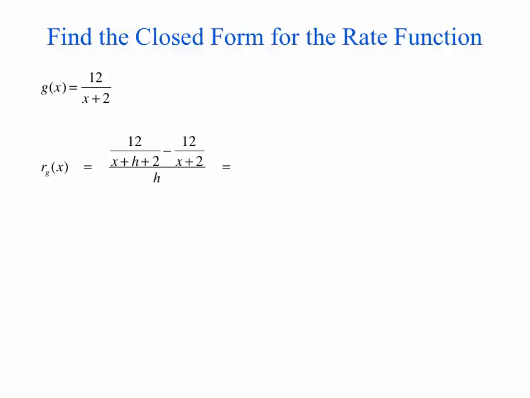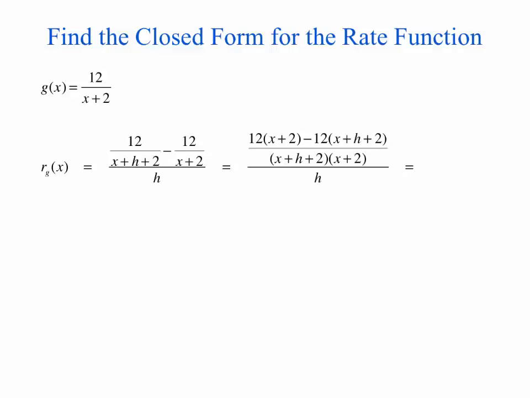So now we just have to do this, and it's not bad. We're going to subtract in the numerator, so we need a common denominator. The common denominator will just be the product of the two denominators. So that first fraction, we're going to multiply top and bottom by x plus 2. The second fraction, we're going to multiply top and bottom by x plus h plus 2. And here's what we get. It's nothing, you guys.